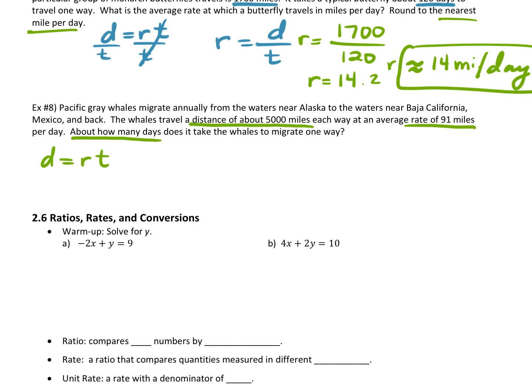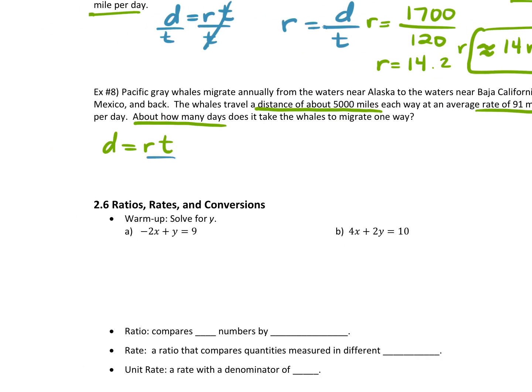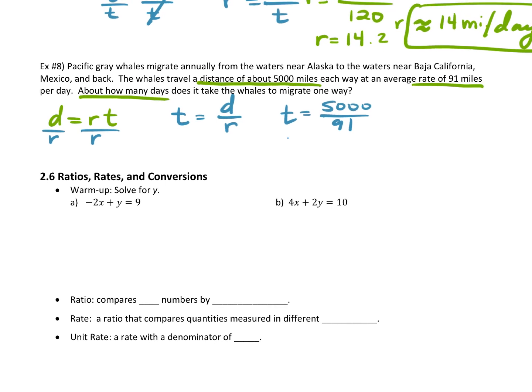All right, what'd you get? 55 days. So what did you isolate? T. How do you isolate T right now? You divide by R. So time equals distance divided by rate. Distance is 5,000. The rate is 91. So you just plug that into your calculator. T equals about 55 if we round to the nearest day, 54.945. So 55, don't forget to label it. These are days. 55 days are a lot different than 55 minutes or 55 hours, right? And you're good. Questions on that?